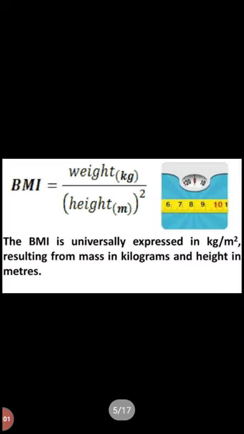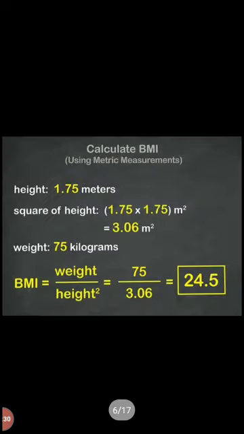After the formula, now we have an example, but before the example, let's see the formula again. BMI is equal to weight in kg divided by height in meters, and we have to square it. BMI is universally expressed. It is used to measure even in every country. We have many methods and many formulas to calculate BMI, but this is the most common formula that we are using. Now, for the calculation of BMI, we will take an example.